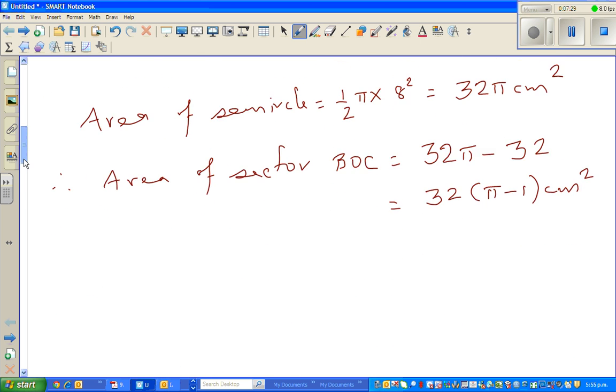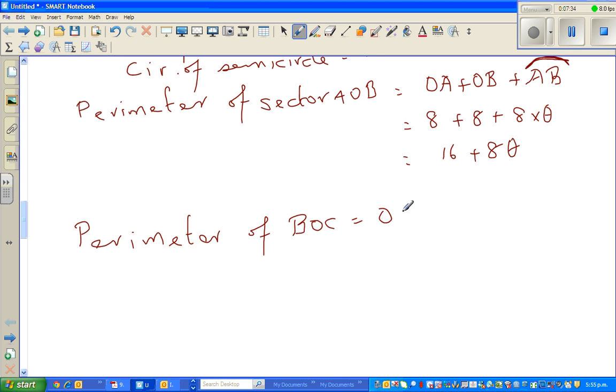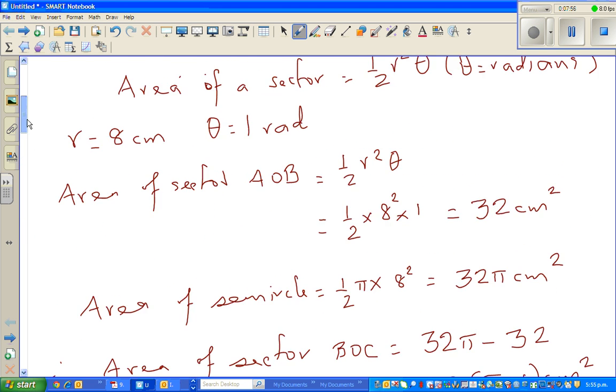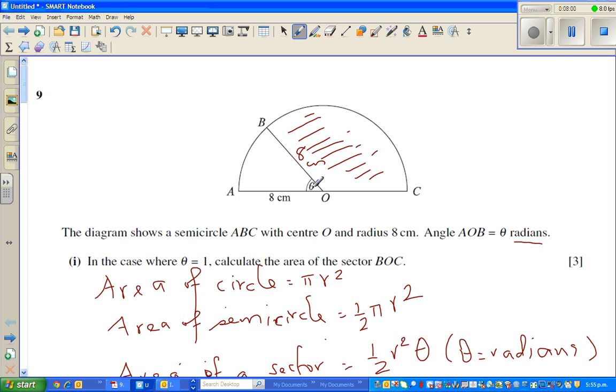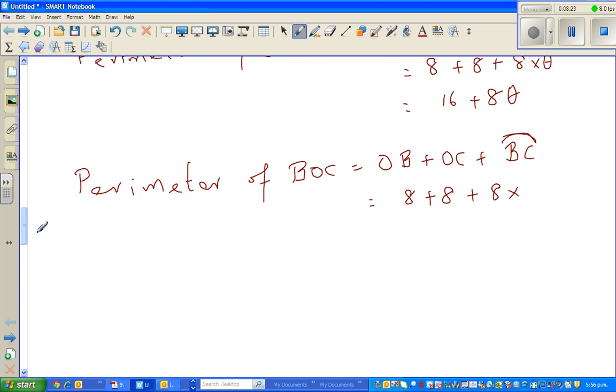That is again 8 plus 8 plus r, which is 8, times the angle. What's the angle here? If this is theta, the complete circle is 2 pi, so a semicircle is pi. So this angle is pi minus theta. The angle corresponding to arc BC is pi minus theta. So that is 16 plus 8 times pi minus theta.